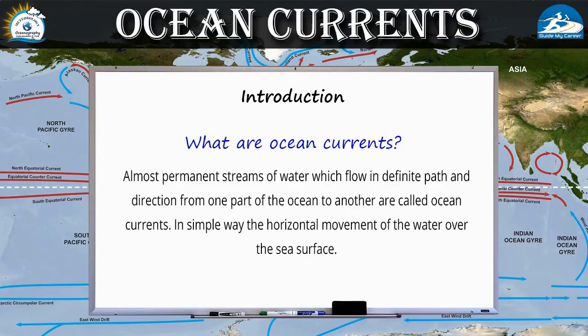What are ocean currents? It's one of the nice definitions of ocean currents. It exactly defines what an ocean current is. Almost permanent streams of water which flow in a definite path and direction from one part of the ocean to another part are called ocean currents. In general, these currents are thousands of kilometers in length and hundreds of kilometers in width.